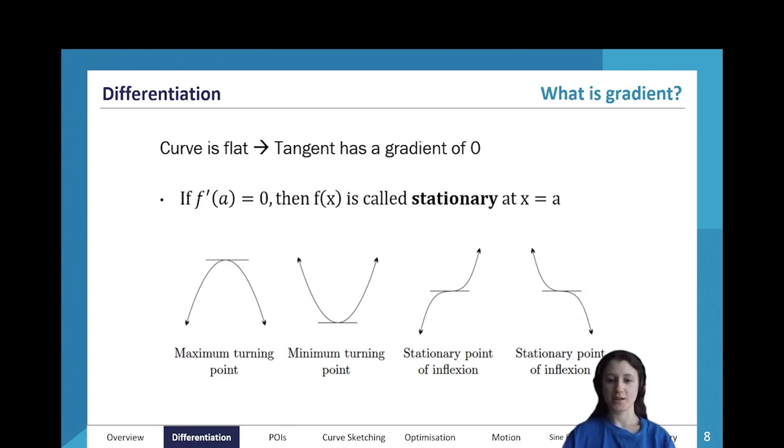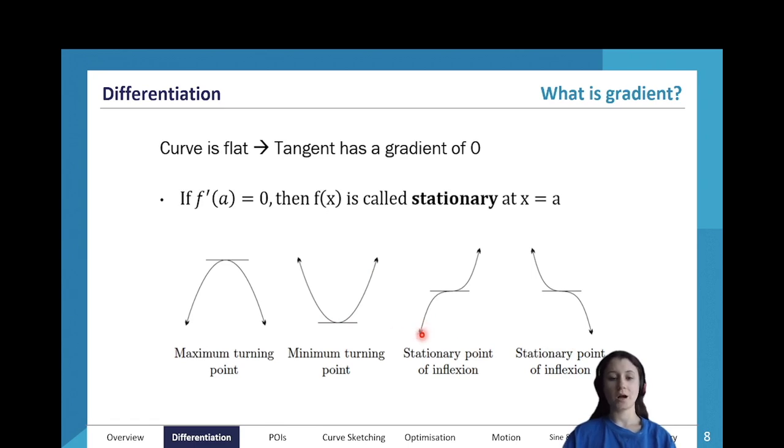As you can see, there are a few different types of stationary points. We have a maximum turning point, where the stationary point is like the top of a mountain. It's the maximum value. We have the minimum turning point, where the turning point is a minimum value, like the bottom of a valley. And then we have stationary points of inflection.